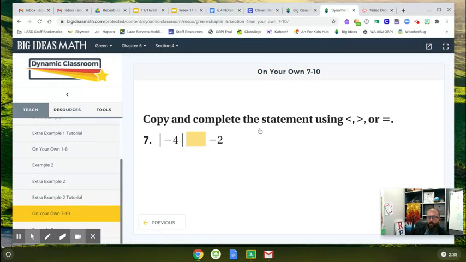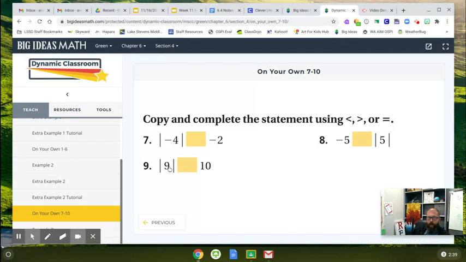Copy and complete the statement using less than, greater than, or equal to. So we got absolute value of -4, which is actually 4, isn't it? So 4 is going to be greater than -2. We have -5 and the absolute value of 5, which is 5. And so positive is greater than negative, so definitely this is less than 5.